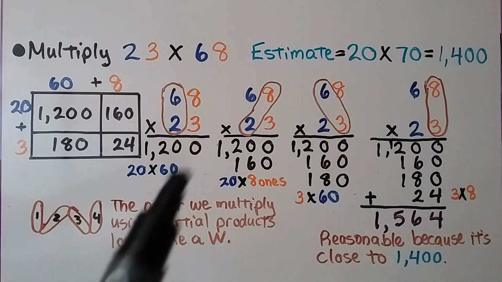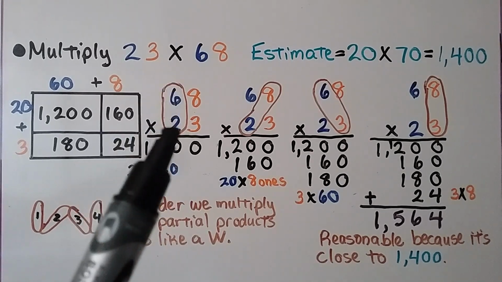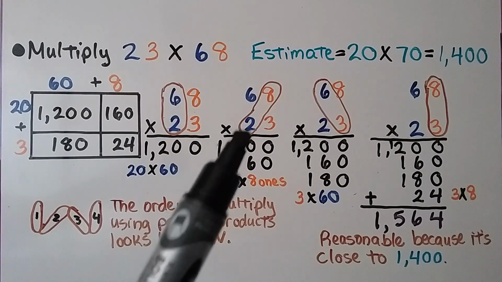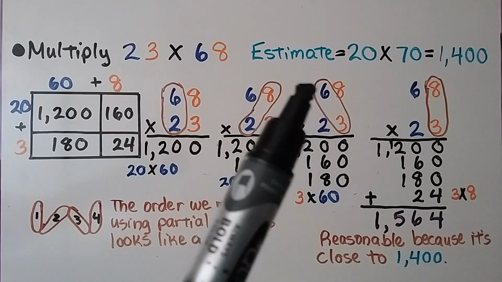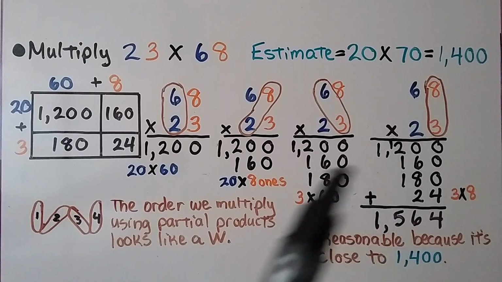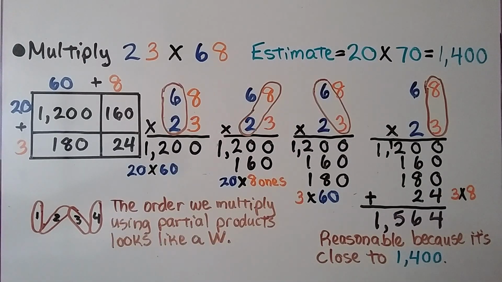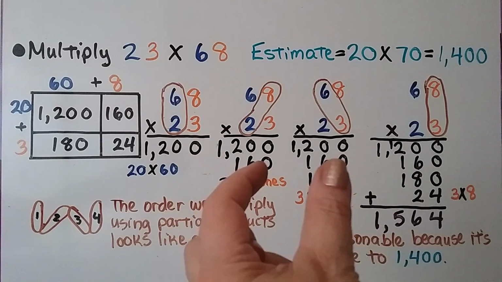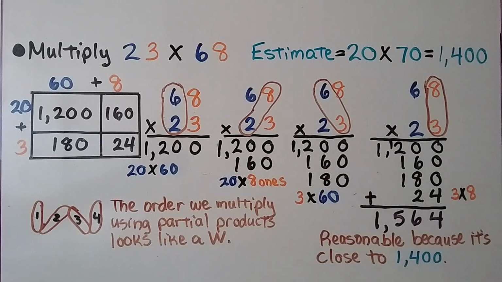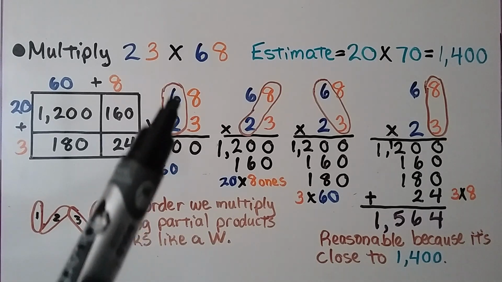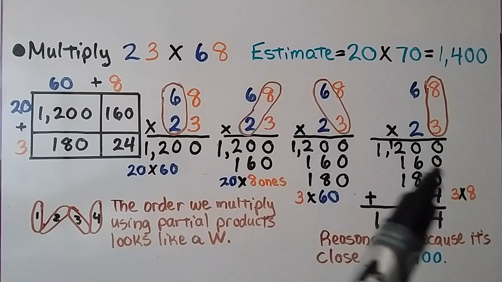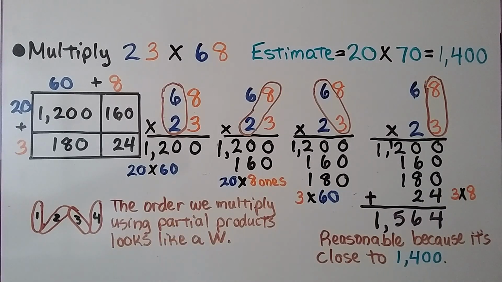Now, if you look at how we multiplied the tens, then we did these tens to the ones, then these ones to the tens, and then the ones to the ones. If you took these 4 steps and you kind of squished them together, they would look like a W. The order we multiply using partial products looks like a W. Do you see it? Down, up, down, up. So when you're multiplying for partial products, just remember the W.